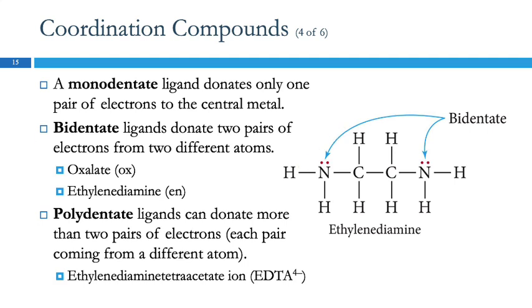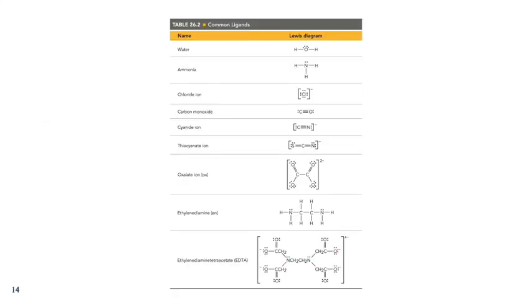So here's ethylene diamine, and we have a lone pair on this nitrogen and a lone pair at the other end on this nitrogen. And these lone pairs can bond with the same metal ion at the same time. So it can attach in 2 places. So bidentate. So ethylene diamine, this guy, and also oxalate can do that.